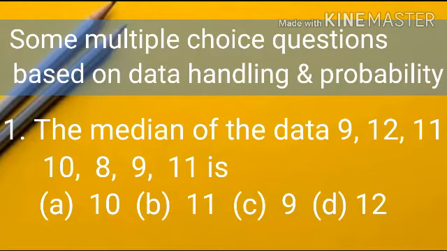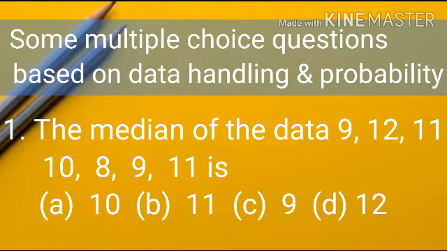Now, you have to solve some multiple choice questions based on data handling and probability. Question number 1. The median of the data 9, 12, 11, 10, 8, 9, 11 is option A 10, option B 11, option C 9, option D 12. Student, you have to choose only one option.